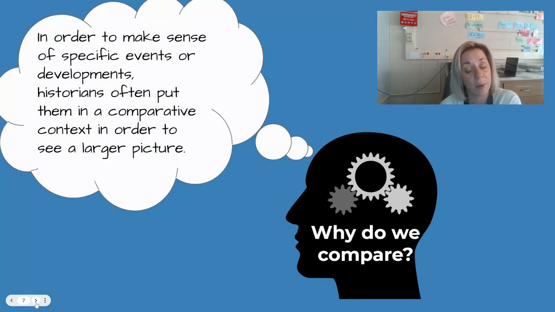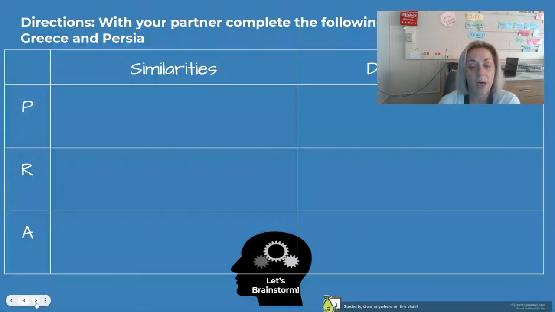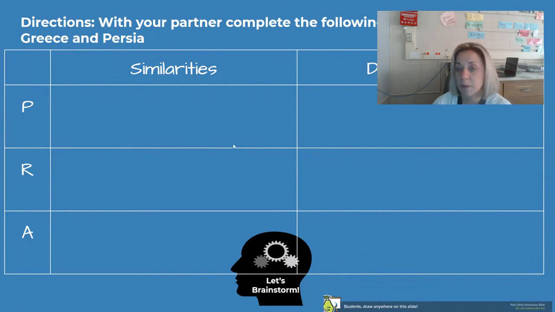So why do we compare? We compare in order to make sense of specific events or developments. We also understand the complexity of historical change, since different groups and societies often have different experiences with the same event or development. With a partner, you're then going to do this next part. You're going to brainstorm. It is a drawing slide in Pear Deck, so you'll write similarities you see between Greece and Persia in political structure because of geography, or differences.